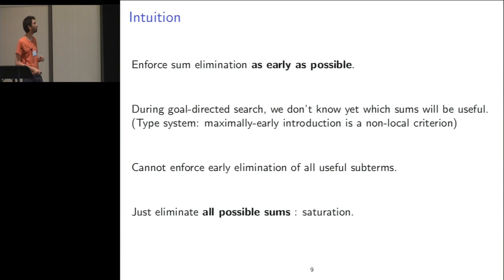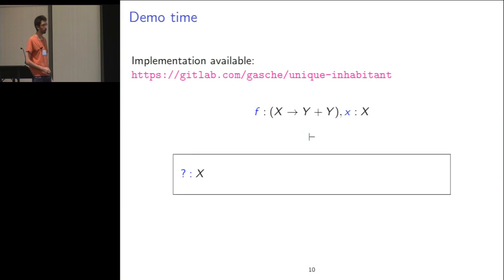But you can say, okay, let's eliminate all possible sums, the ones I will actually use in my proofs, and the ones that I will end up not using. And this is the idea of saturation. So here is a small demo of the algorithm to give you some intuition.